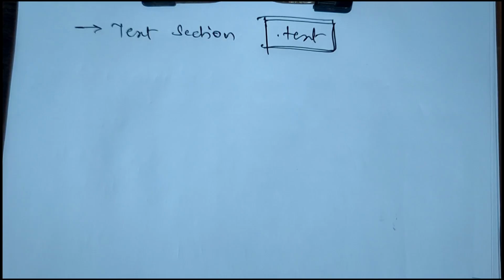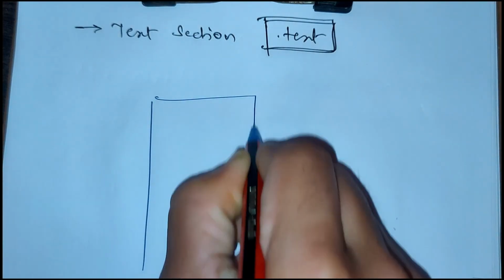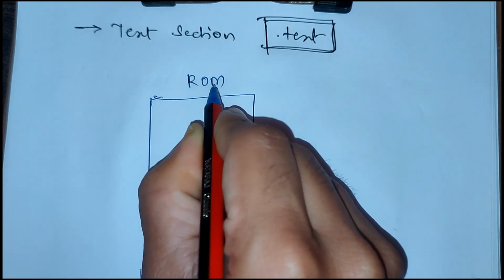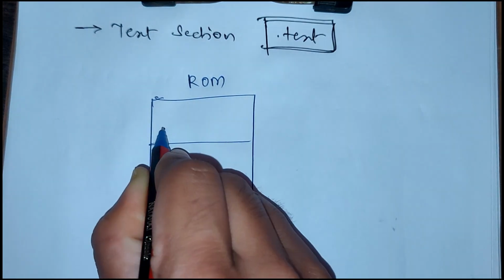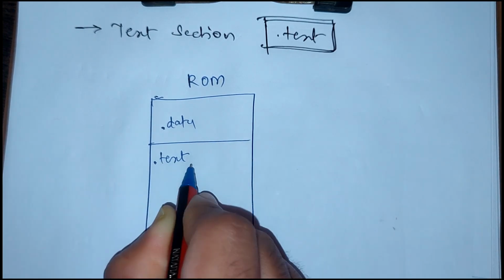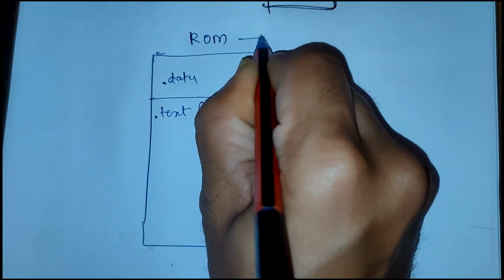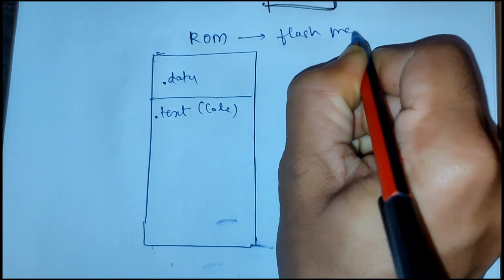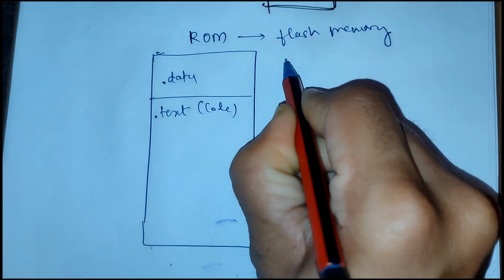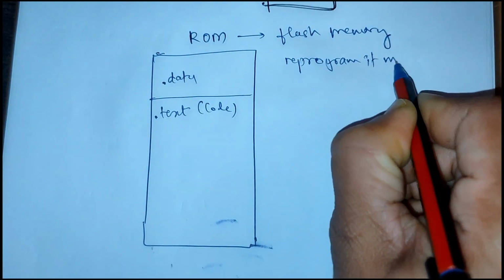So I am drawing on this page again, the same diagram. This is a ROM, so we are sure that it should be placed in ROM. So ROM has the .data section, and here I just found out that this text section, the code, should be placed too. So imagine this ROM as a flash memory, so we can reprogram it multiple times.